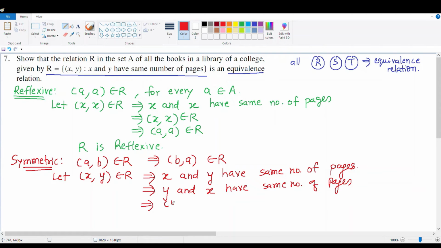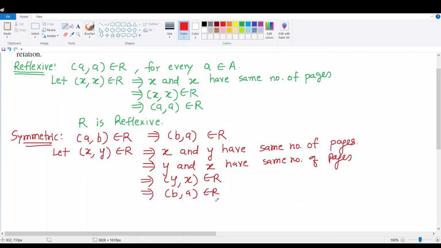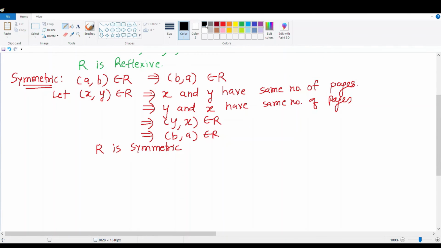So that means (y, x) belongs to R, and that means (b, a) belongs to R, because our y was b and x was a. So yeah, of course (b, a) belongs to R. And since we showed that (b, a) belongs to R, we have shown that if (a, b) belongs to R, then you must have (b, a) belongs to R, which is true in this case. So R is symmetric. Now we need to just show the transitive.